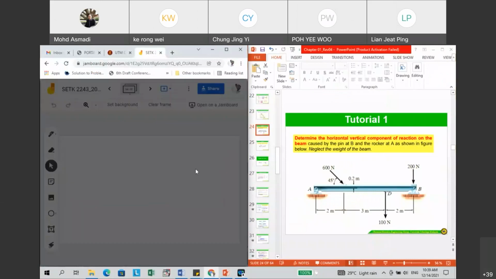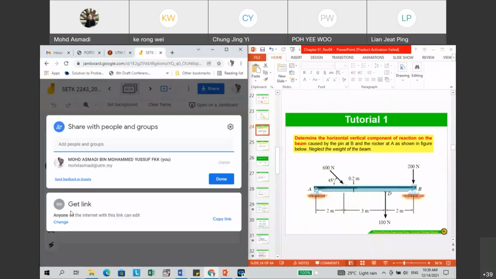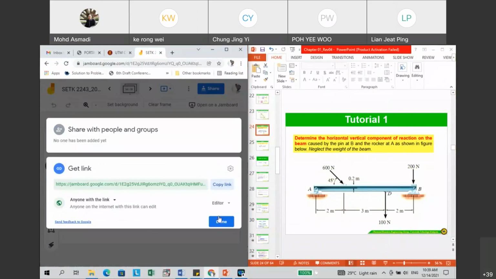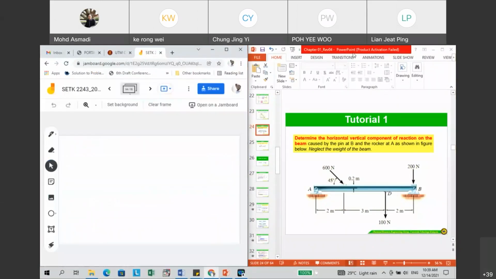Draw free body diagram and solve it by using equations of equilibrium. You already learned this in statics, right? That is the link. Please go. Please use this link. Okay, I want to see how you draw the free body diagram. Take a picture and post it here.